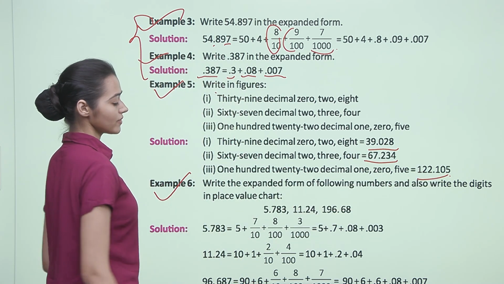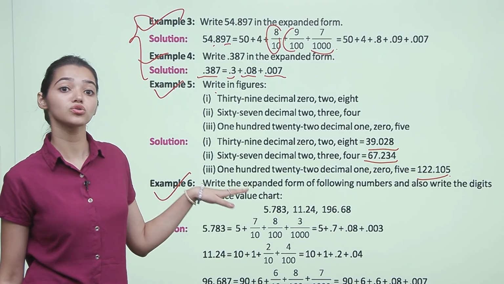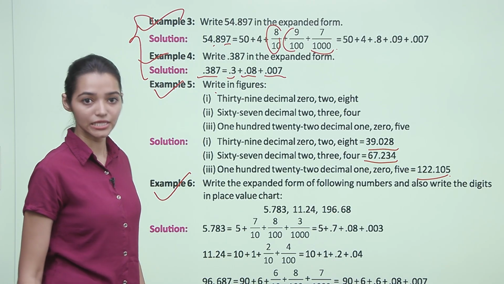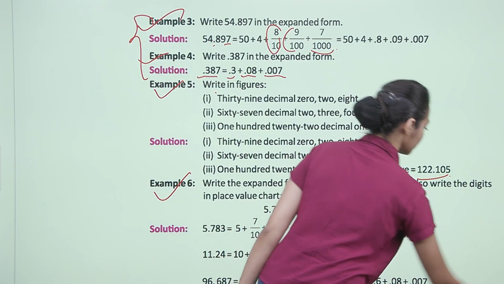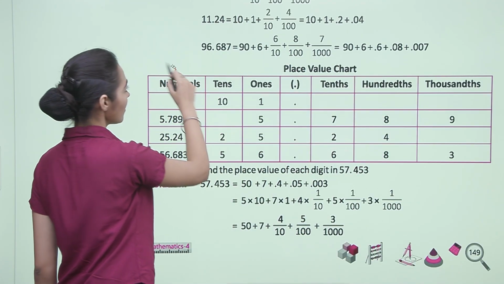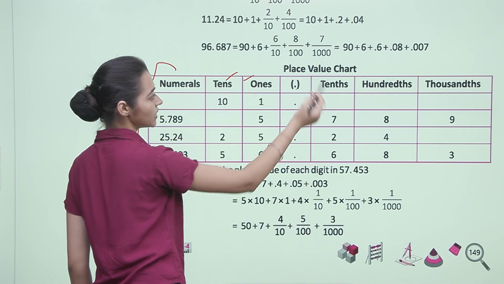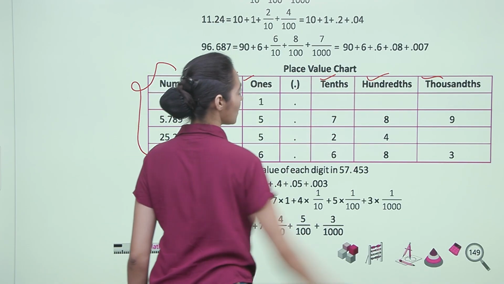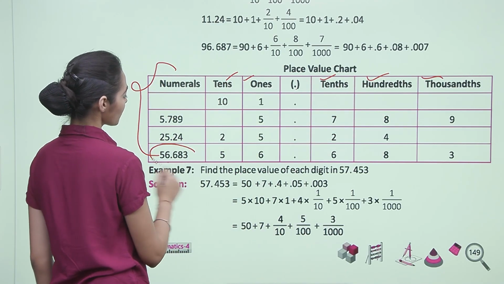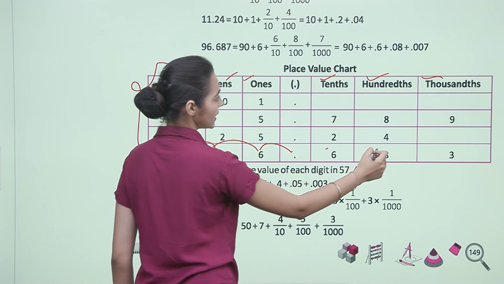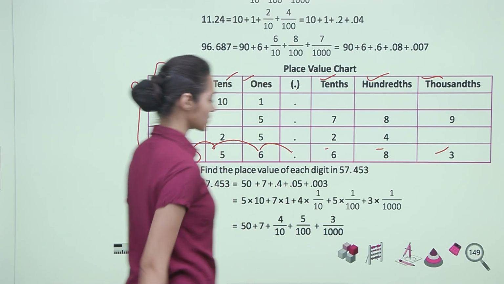122.105. In the next one we have to write the expanded form of the following and also write the digits in the place value chart. So firstly we have written them in the expanded form, and here we have mentioned them according to the place value chart, that is tens, ones, decimal, then tenth, hundredth and thousandth. For example, 56.683, 5 tens, 6 ones, decimal, 6 tenth, 8 hundredth and 3 thousandth.